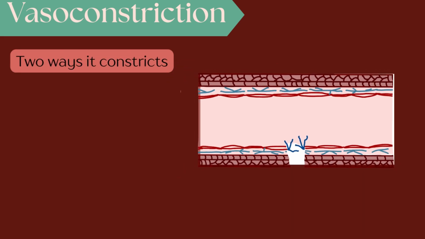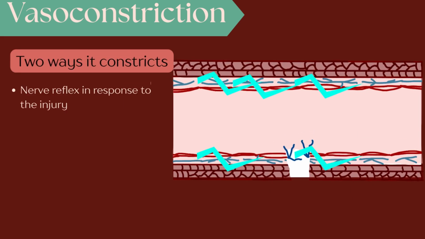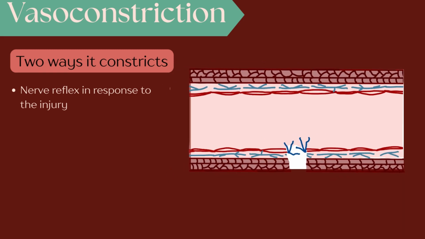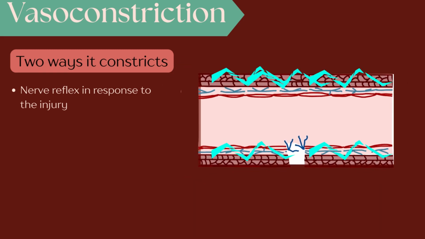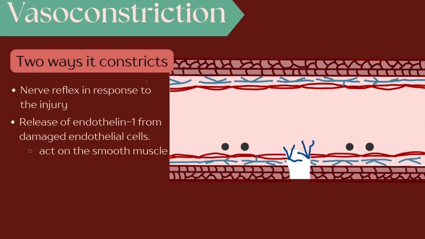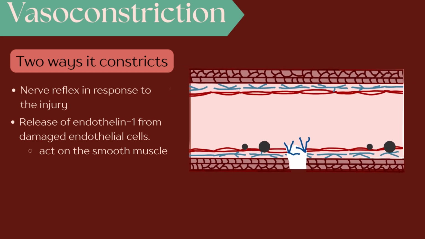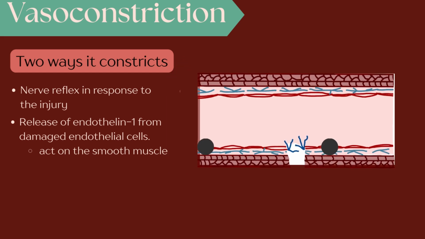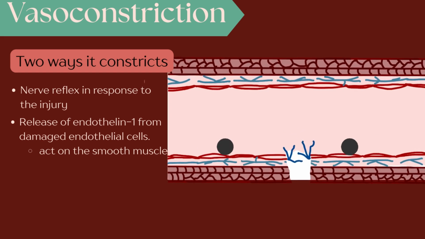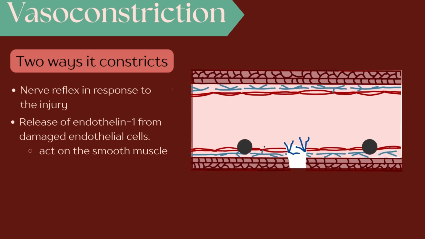Two different ways vasoconstriction can occur. You can have a nerve reflex, where it just sends an impulse down the blood vessel wall in response to injury, or you can have a release of endothelin 1 from damaged endothelial cells, which is going to act on that smooth muscle and cause it to constrict.